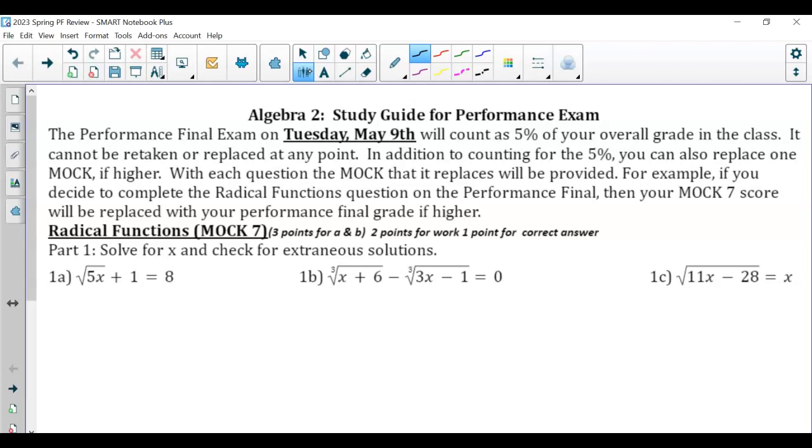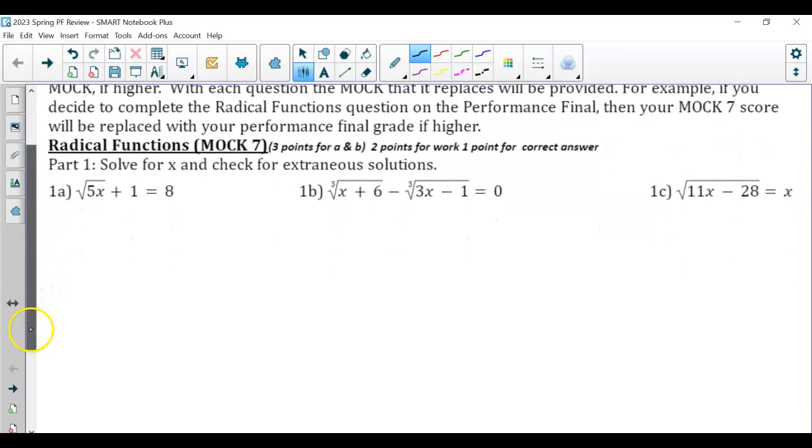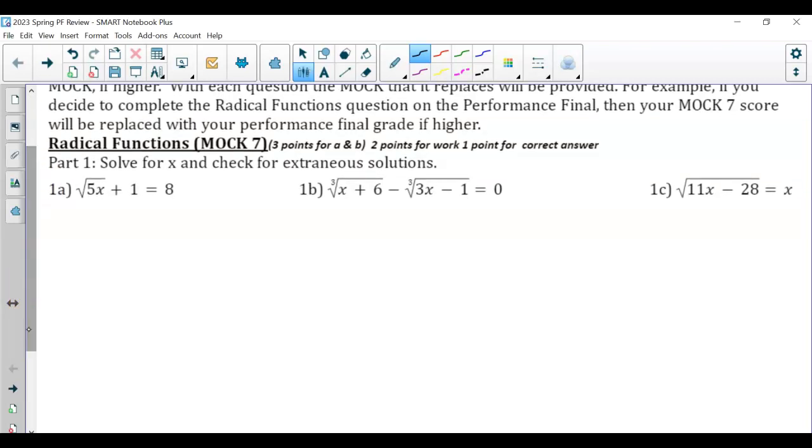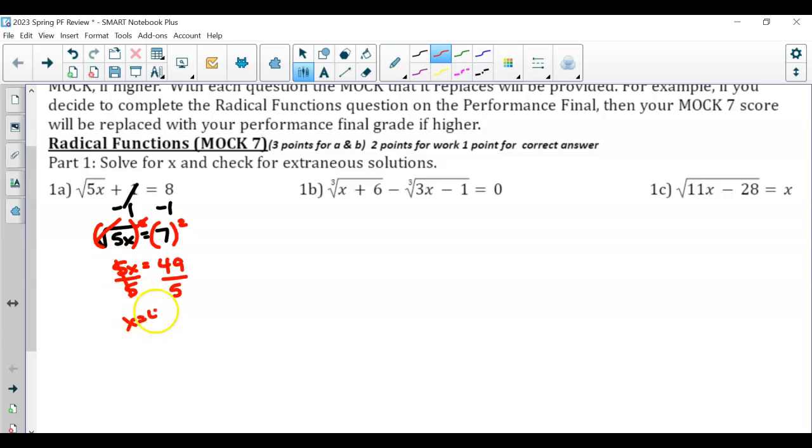So in this first one with the radical functions, the first part was just solving for x, but then also making sure that we check for extraneous when needed. So like here, for example, we have to get the radical by itself. So first subtract 1 from both sides. Now I've got the square root of 5x, which is equal to 7. Now that I've got the radical here by itself, to get rid of it, right, square both sides. Now I have 5x, which is equal to 49. Now we can solve by dividing by 5, and x is equal to 49 over 5.